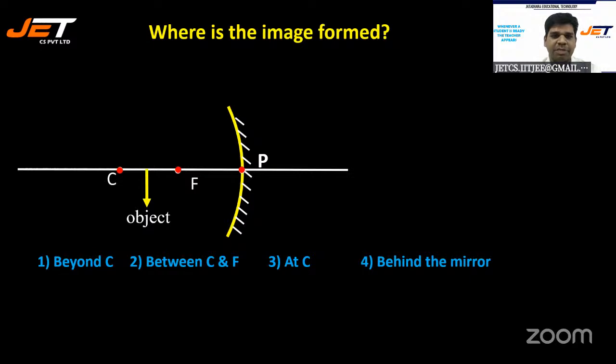Now look at this. The object is between F and C. Where is the image formed? Yes, Anjali, Adarsh, Swati, Muhammad Zafar, Siri Chandana. So good. Absolutely right.